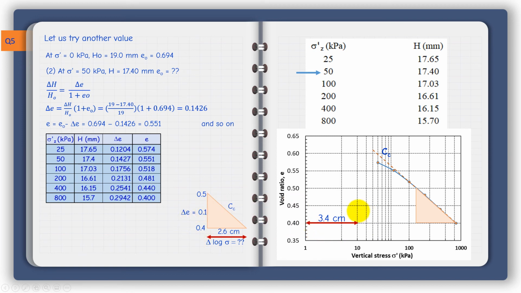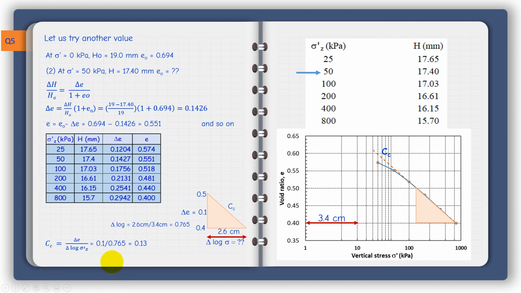so I know delta e. Now, one log here corresponds to 3.4 centimeters. You measure this by scale. So all I need to do now is to measure this also by the same ruler, and this is 2.6 centimeters. So delta log sigma based on that is just simple proportion, 2.6 divided by 3.4. This 3.4 is basically the measurement that corresponded to one log unit. So you measure it between the 10 and 100, or between the 100 and 1000, or between the 1 and the 10, it's exactly the same. So based on this, the delta log is 0.765.